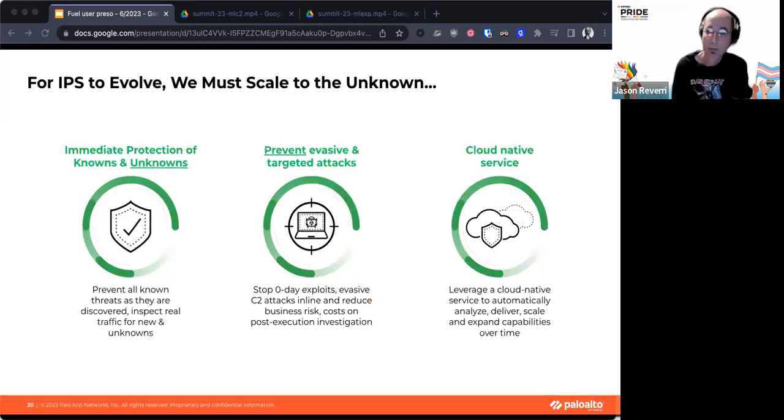So how must the IPS evolve to solve this problem? Not only do we need the ability to stop known attacks, we need the ability to detect unknown attacks and block them as they're happening in real time. IPS solutions need to be able to detect these zero-day exploit attempts and evasive C2 tools with a very low false positive rate.